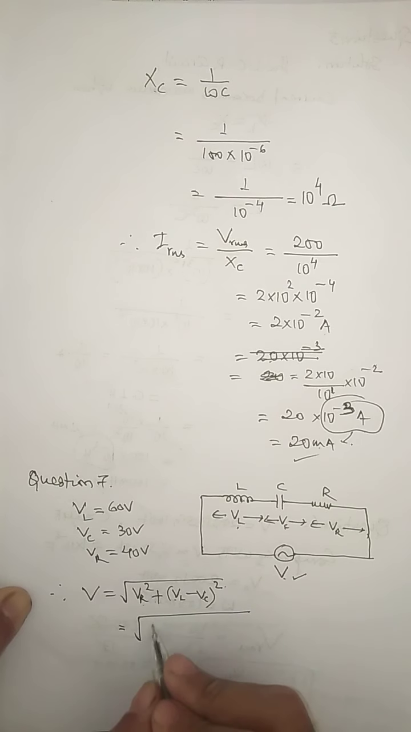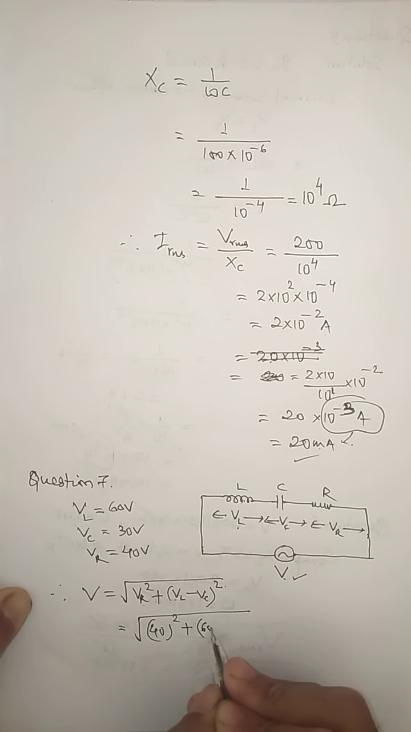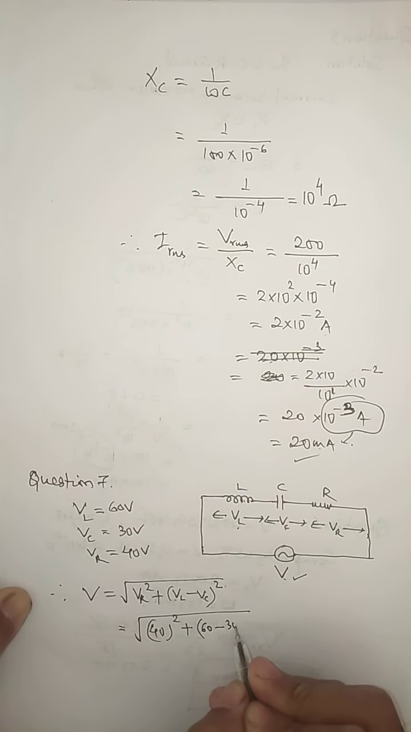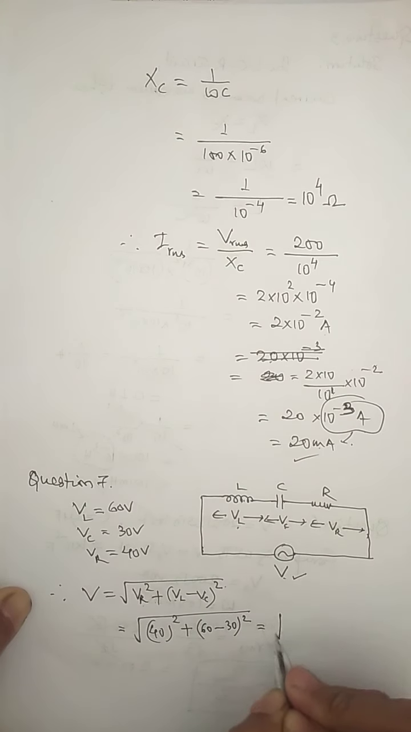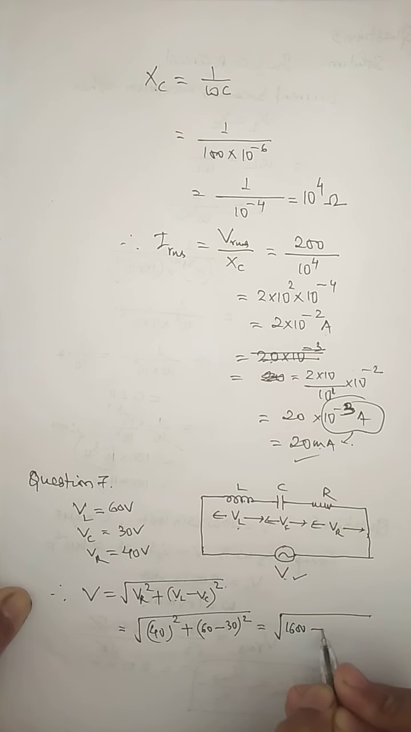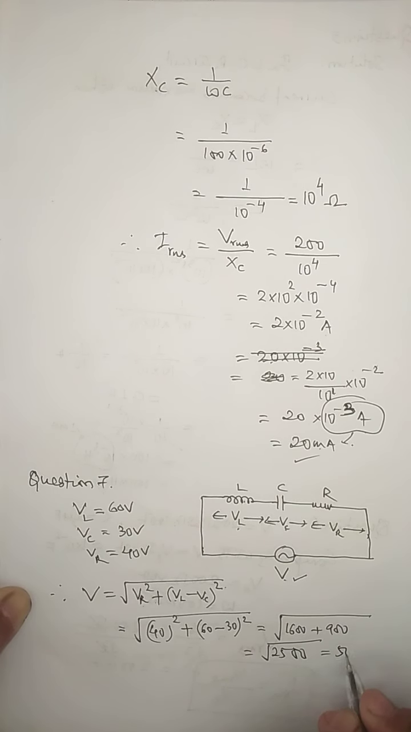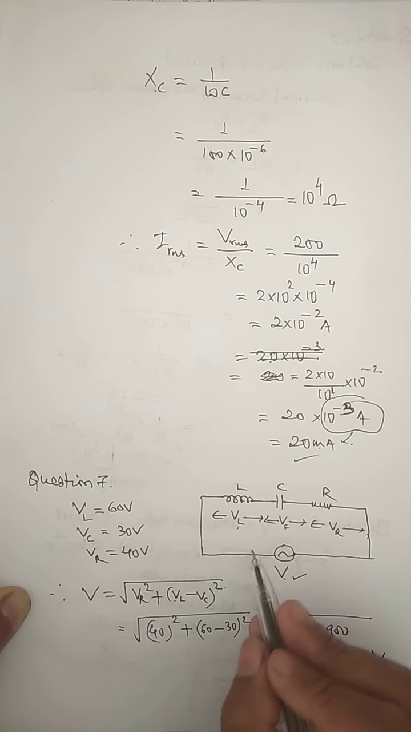Square root of VR, that is 40 whole square, plus VL, that is 60, minus VC, that is 30, whole square. So 40 square is 1600. Now 60 minus 30 is 30, and 30 square is 900. Now 1600 plus 900 is 2500, so the square root of 2500 is 50, because 2500 is a perfect square of 50. The unit is volt. So the supply voltage is 50 volt.